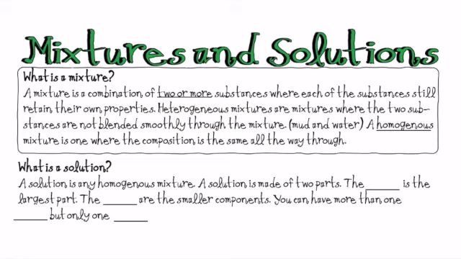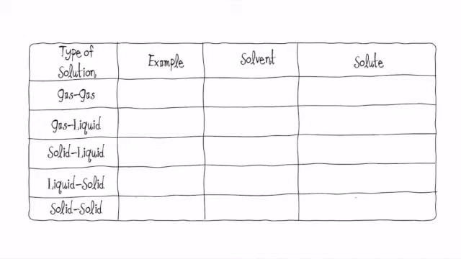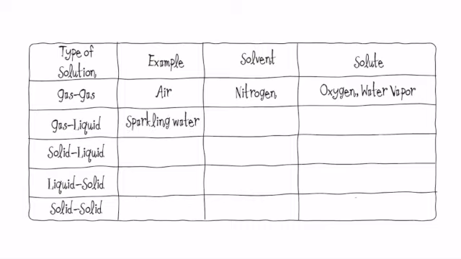A solution is made of two parts. The solvent is the largest part. The solutes are the smaller components. You can have more than one solute, but only one solvent. Types of solution. So a gas mixture, an example would be air. The solvent, the largest part, is nitrogen, and the solute would be oxygen and water vapor.